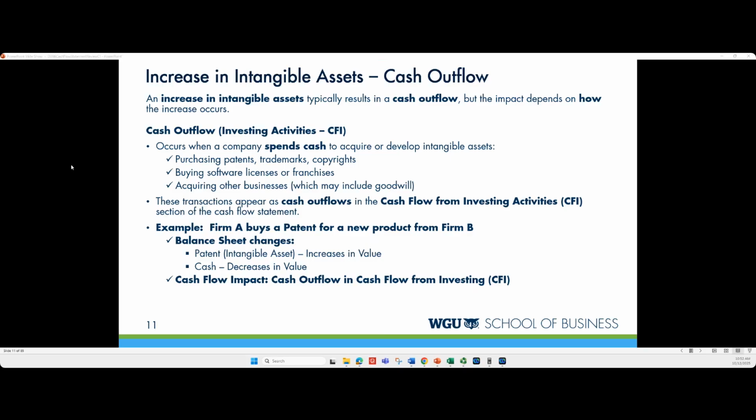So here's an example. Firm A buys a patent for a new product from Firm B. So the balance sheet changes that are going to happen: the patent or intangible asset increases in value, but cash is going to decrease in value.